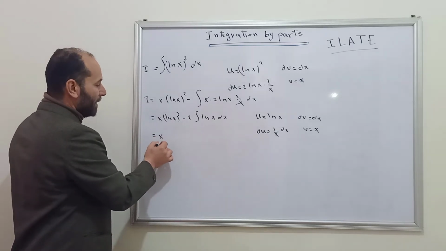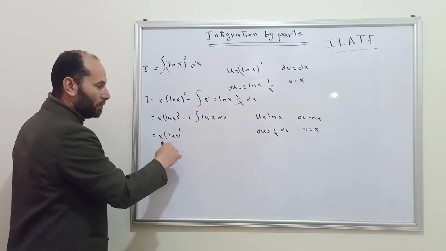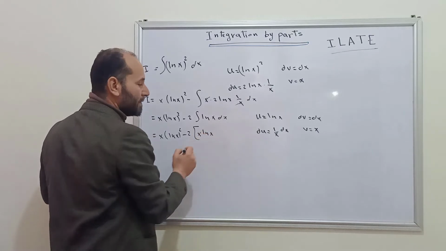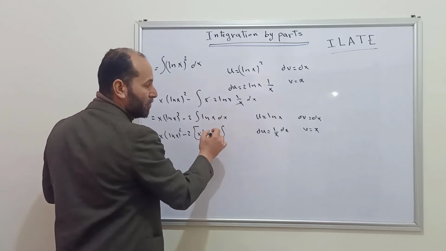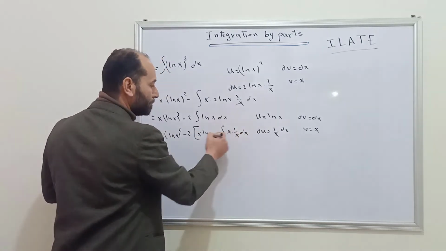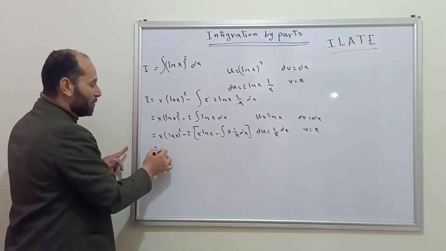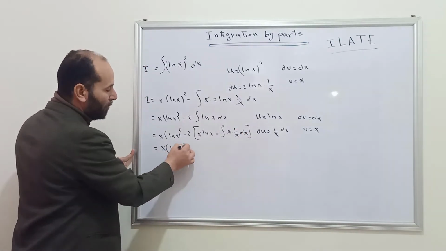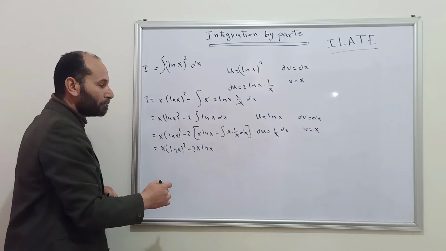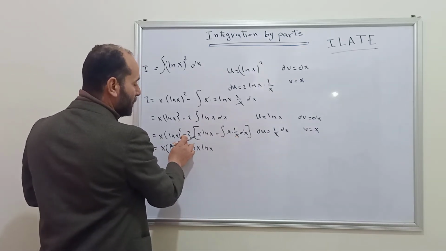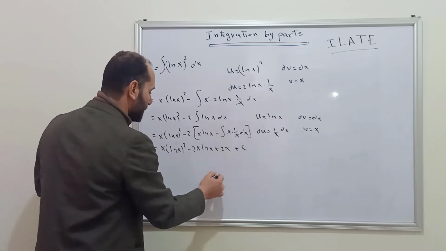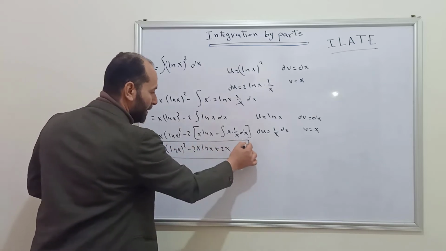So this equals x (ln x) all power 2 minus 2, this integration equals uv, x ln x, minus integration v du, x times 1 over x dx. This equals x (ln x) all power 2 minus 2 x ln x. This integration equals x, times negative 2 or positive 2x, plus c. This is the value of integration.